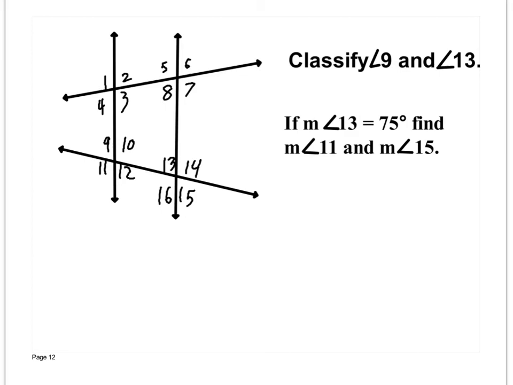So we will look at alternate exterior and corresponding. Could it be alternate exterior? Is 13 an exterior angle? No, it's on the inside. So it can't be vertical, it can't be supplementary, it can't be complementary, it can't be alternate interior, and it can't be alternate exterior. What's left? Corresponding. Are they on the same side of the transversal? Yes. Are they equal to each other? Yes. Then they're considered corresponding. That is not very hard to do.